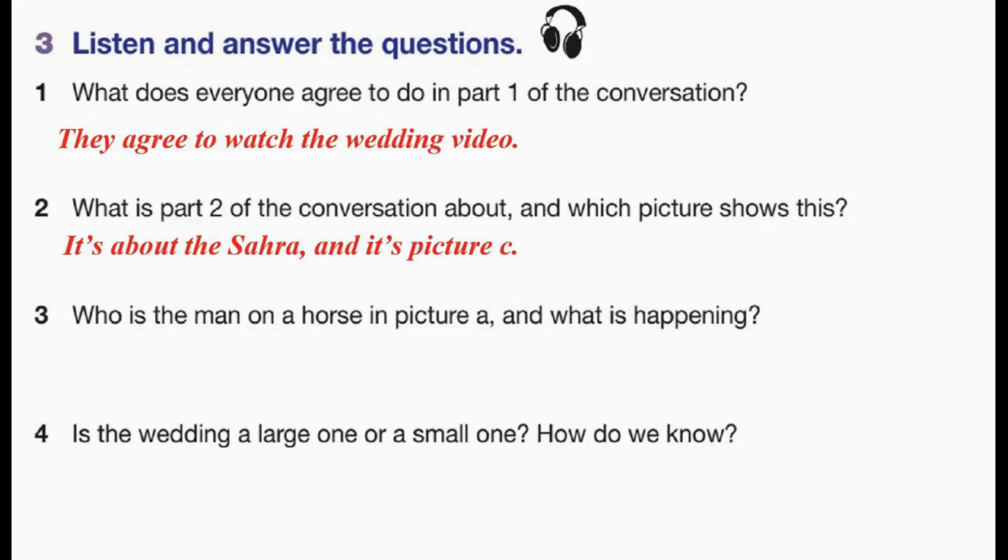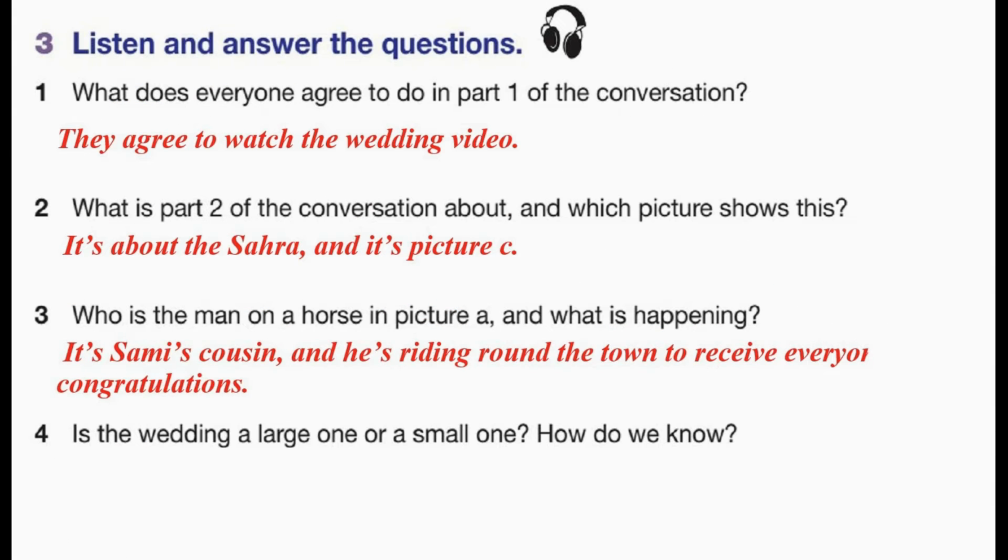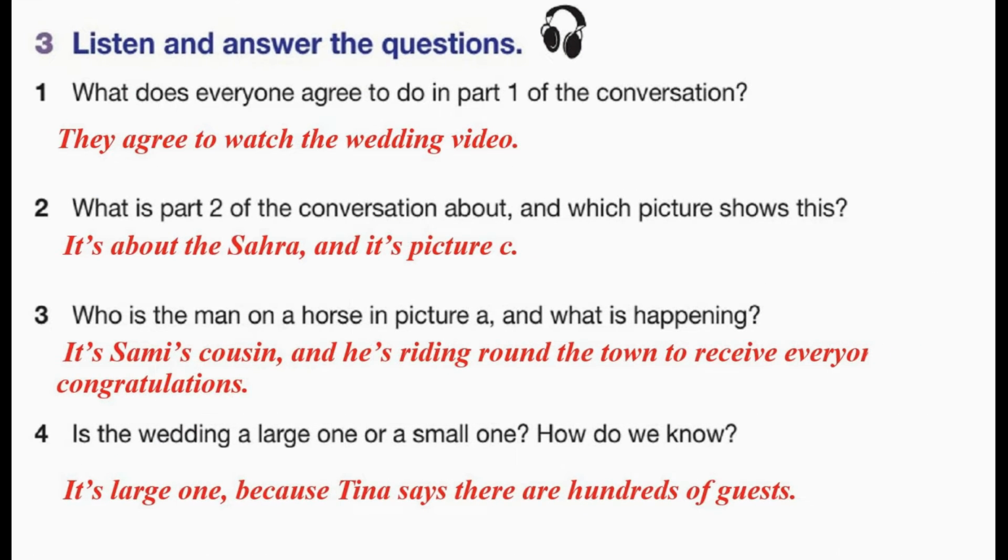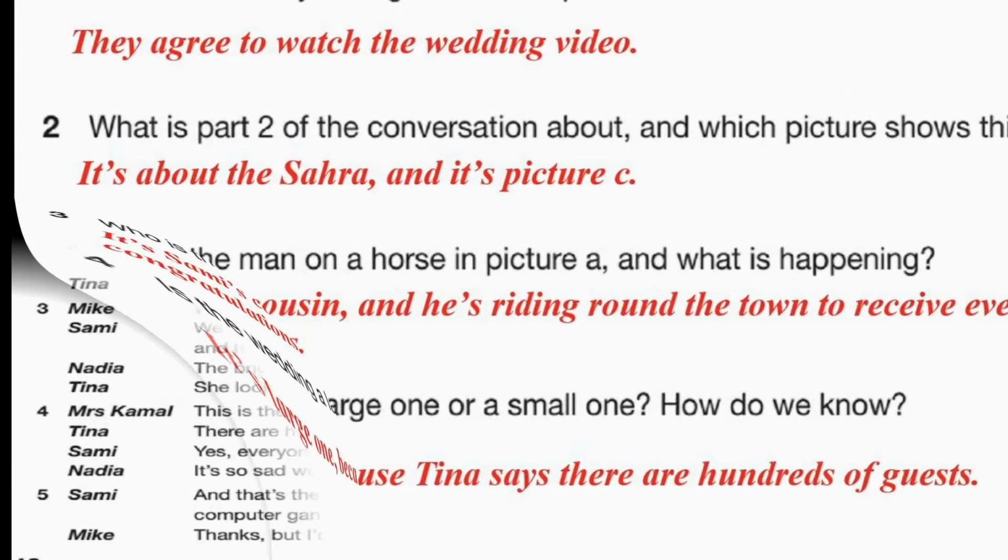3. Who is the man on a horse in picture A, and what is happening? It's Sammy's cousin, and he's riding round the town to receive everyone's congratulations. 4. Is the wedding a large one or a small one? How do we know? It's a large one, because Tina says there are hundreds of guests.